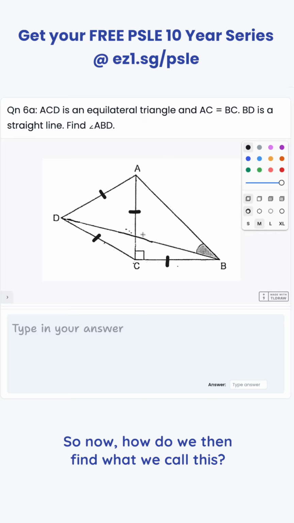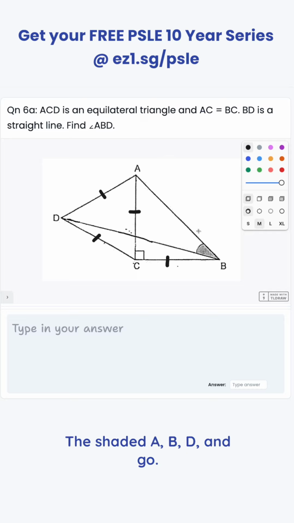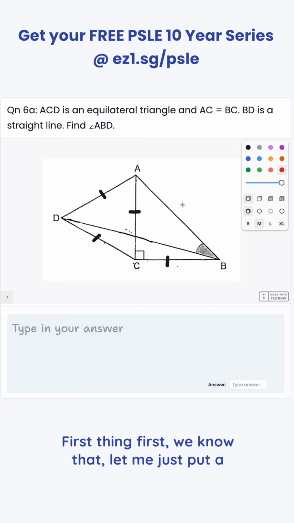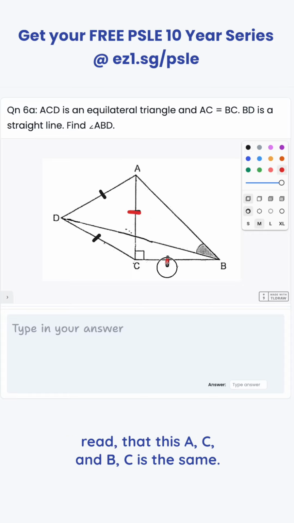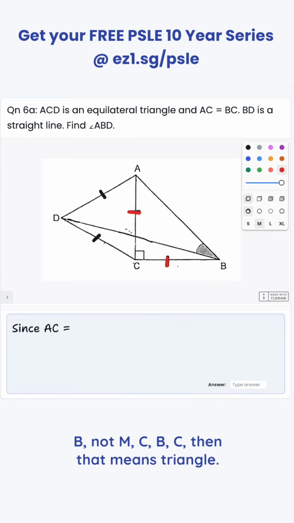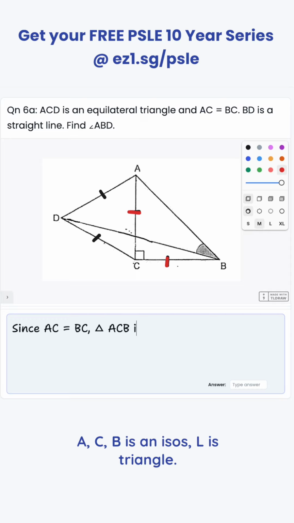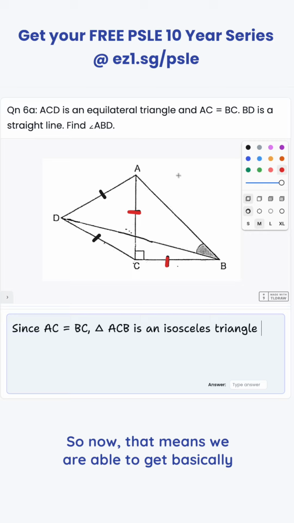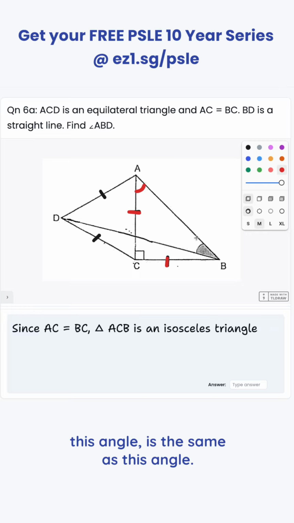So now, how do we find the shaded ABD angle? First things first, let me put the red: we know that AC and BC are the same. Since AC is equal to BC, that means triangle ACB is an isosceles triangle. So now we are able to say this angle is the same as this angle.